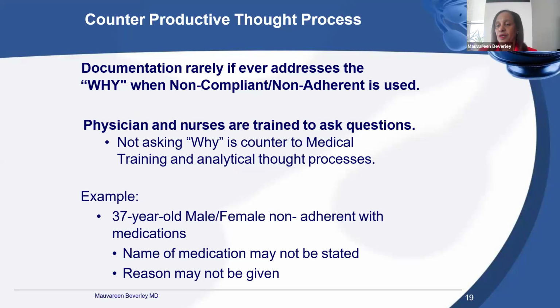So when I look at documentation in the medical records, documentation really, if ever, addresses the why, when non-compliant, and now there's a nicer word, non-adherent, is used. Physicians and nurses are trained to ask why. Not asking why is counter to medical training and analytical thought process. So we'll see in the medical records, 37-year-old male, female, non-adherent with medication. The name of the medication may not be stated and the reason may not be given.